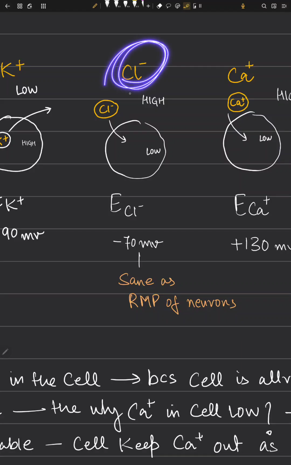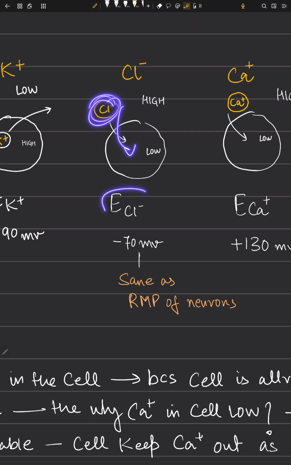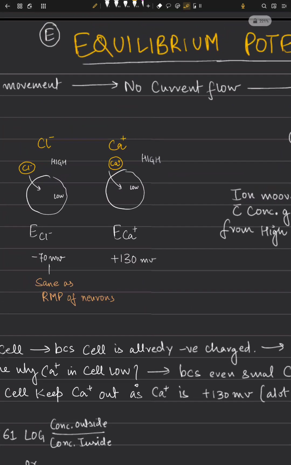Again, chlorine, we take this as 0, and we take chlorine from outside to inside because chlorine is high outside and less inside. Chlorine is really negative, and our cell is negative as well because RMP is negative by default, so it deflects. So this comes inside, and equilibrium chlorine is minus 90, same as RMP of neurons.